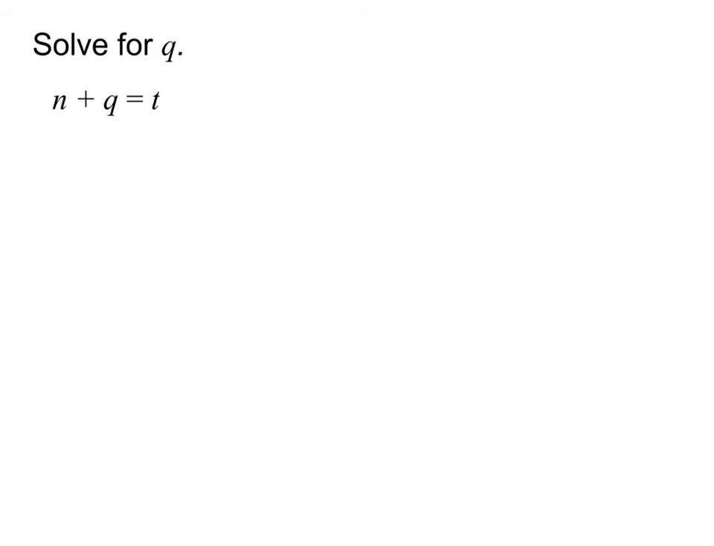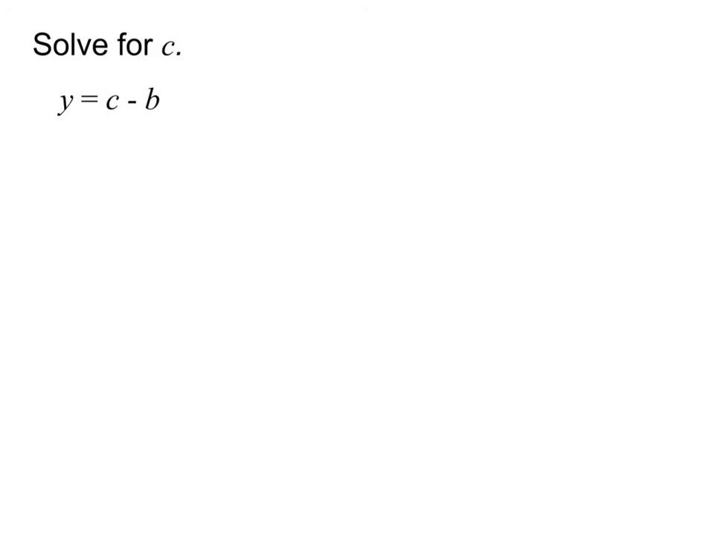And so if I want to get the q by itself, I need to get rid of the n. And since it's being added to q, I'm going to subtract n from both sides. And when we do that, on the left side, n minus n is 0, so it does indeed cancel out, which is what we wanted. So I'm left just with q on the left side, and on the right side I have t minus n. There's nothing else we can do with those other than just writing it as t minus n. And so t minus n is our answer of what q equals.